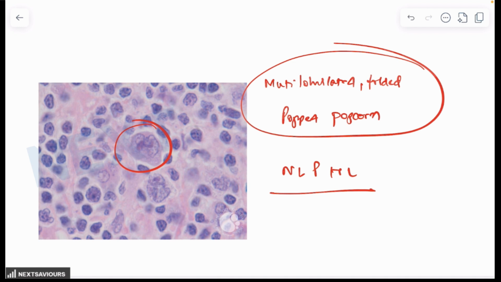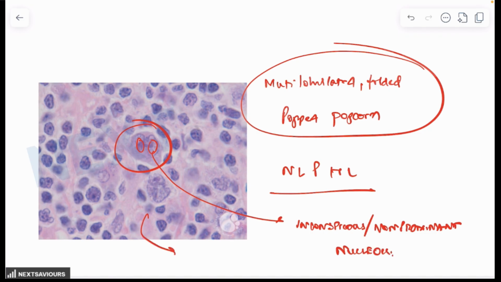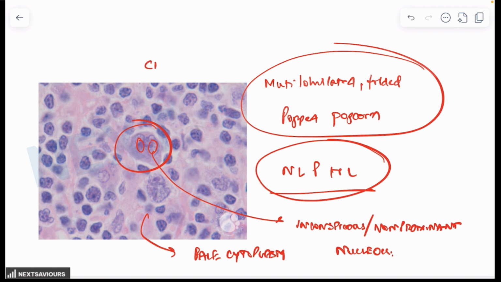As far as nucleoli are concerned, these nucleoli are inconspicuous. That means they are not that prominent, as is seen in the case of RS, that is Reed-Sternberg cells. So there will be inconspicuous or non-prominent nucleoli, and the cytoplasm obviously is going to be a pale cytoplasm. Now, imagine if this histopathological finding, along with the specific cytochemical markers like CD20 positive and CD45 positive, is provided to you, then obviously you have reached the conclusion.